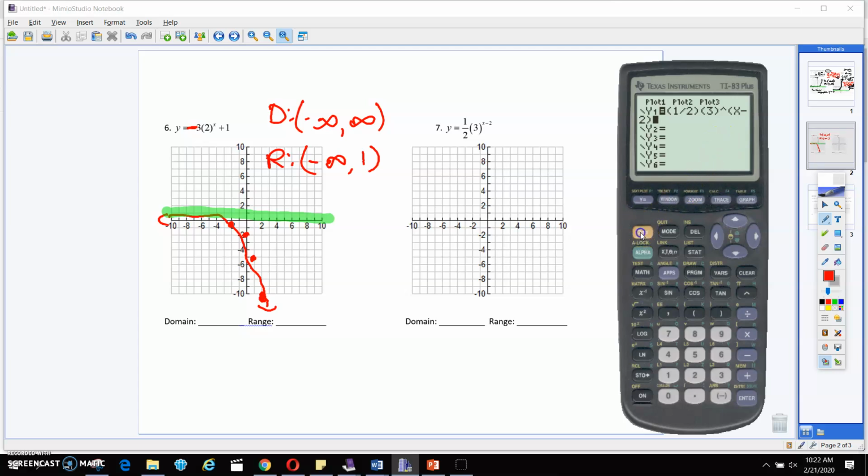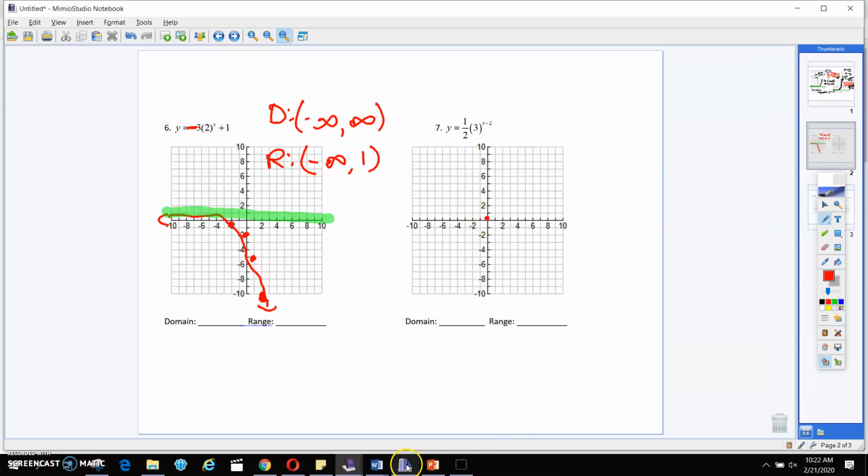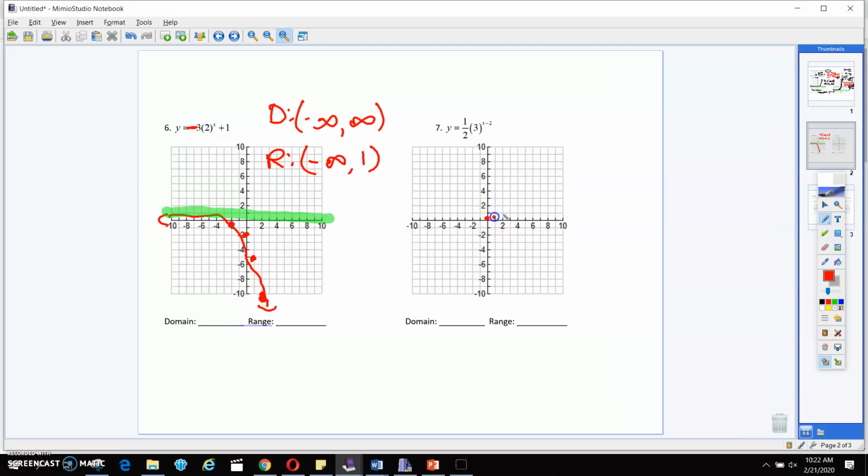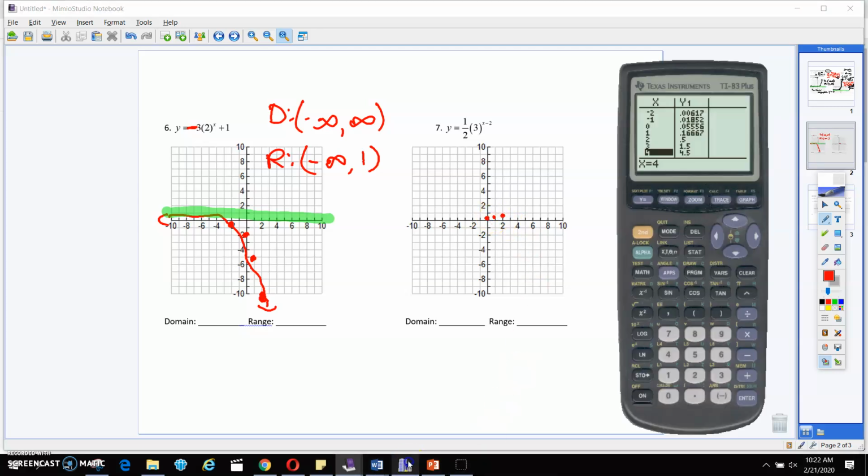I'm going to hit second graph. And when I do that, it's going to pull up a table. I'm going to use this table in order to help me graph. I'm never going to ask you to graph something. I am going to ask you to identify the graph based off of the equation. So I'm going to plot the point 0, 0.05. I'm going to plot the point 1, 0.16 and 2, 0.5. Going to graph the point 3, 1.5.